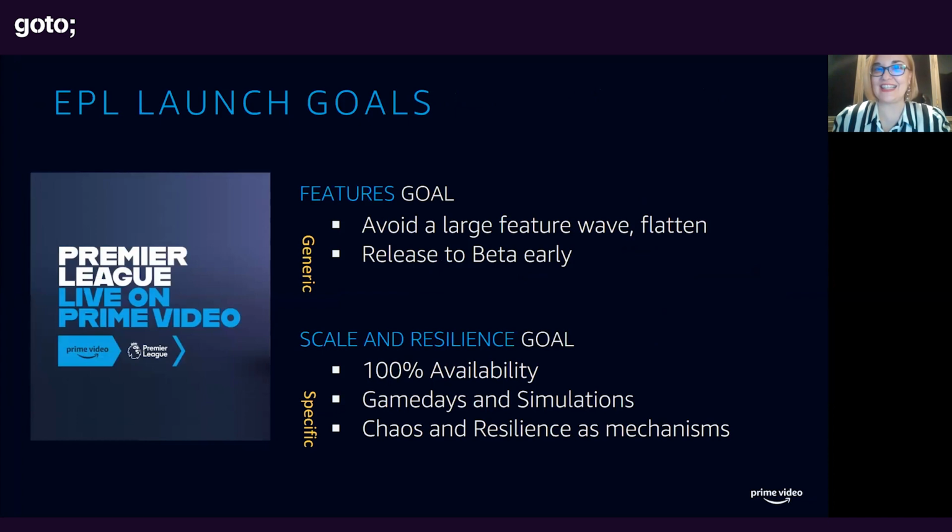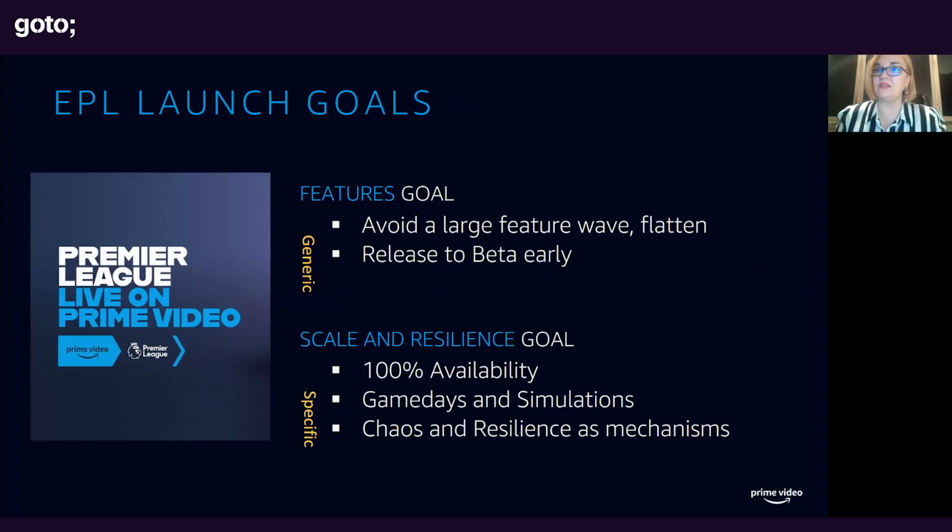So if you're just thinking about the process side and you don't have automation yet, let's have fun with the process side. When we launched English Premier League in 2019, our generic goal was to avoid a very large feature wave and make sure that we were releasing in beta early. So that was a project goal.